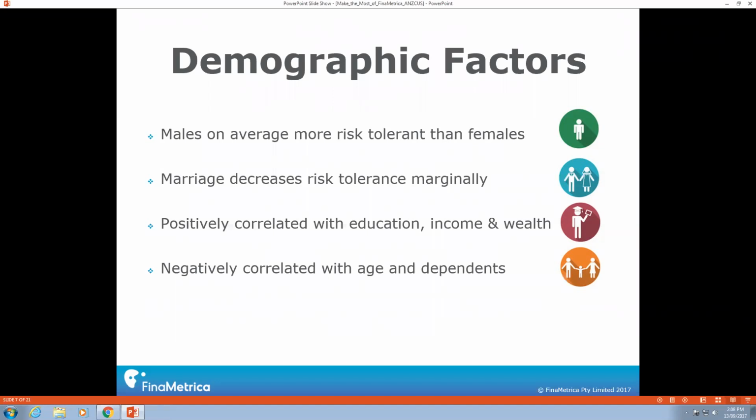Now, in the previous slides, I mentioned that retesting should be done after a major life event. In addition, periodic assessment every 2 to 3 years is advisable to capture any age-related changes. And finally, as the number of dependents increases, risk tolerance decreases, but again, only slightly. So remember, these are only statistical averages, and the relationships are not particularly strong.